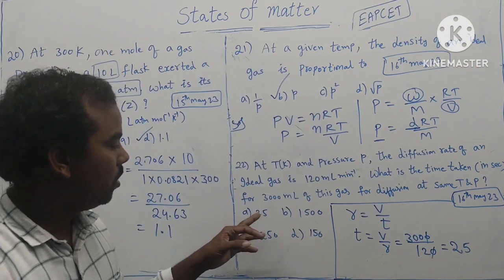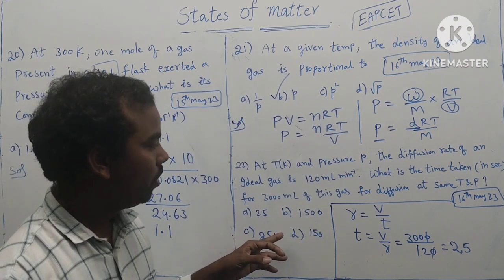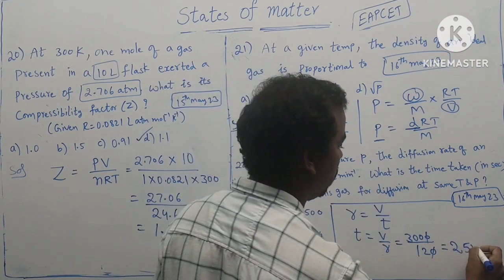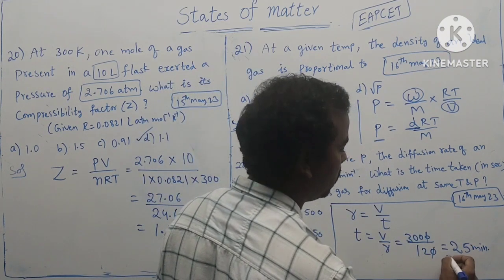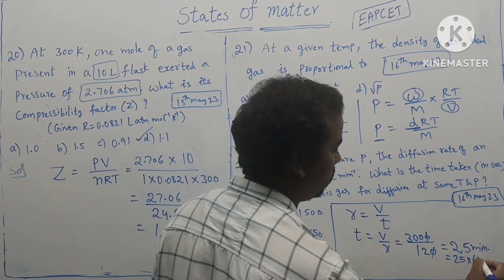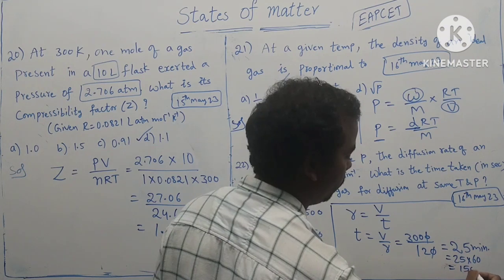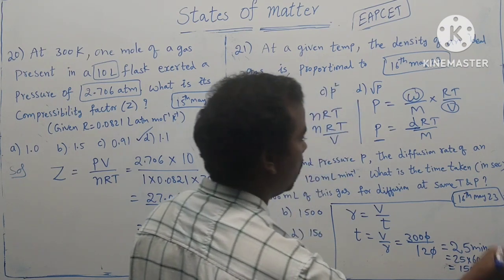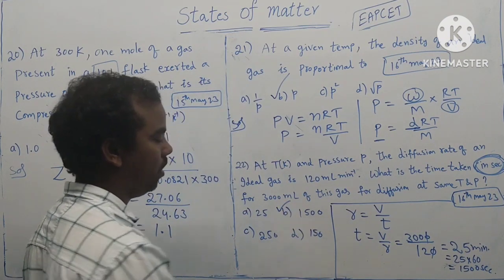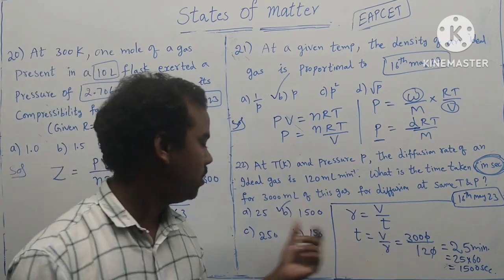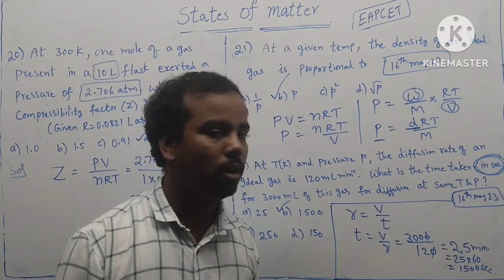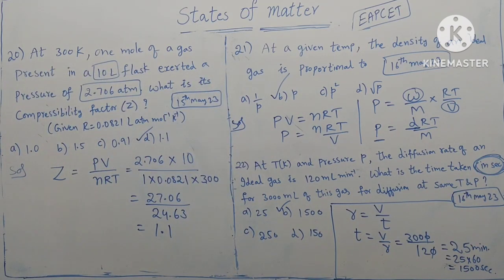So at the same temperature and pressure, the answer is 25. What is this? It is minutes, 25 minutes. If 25 minutes is converted into seconds, 25 into 60 means 1500. So 1500 seconds. The answer is asked in seconds. If he asked in minutes, the answer is 25. Since he asked in seconds, that's why the answer is 1500 seconds. Okay, note this.